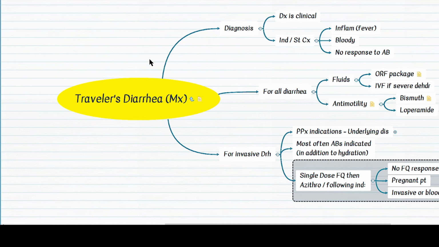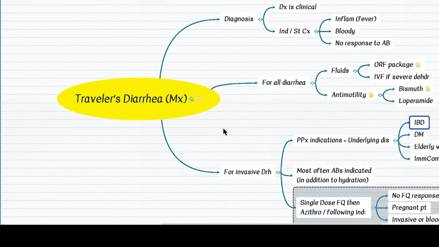Next case is a representative of a tourist organization who is coming to our office asking about which one of the travelers to India will benefit from antibiotic prophylaxis. What are the indications for antibiotic prophylaxis for travelers' diarrhea? Simply remember presence of underlying disease, especially inflammatory bowel disease, diabetes, immunocompromised status, and especially remember elderly patients with underlying heart disease. These are the patients who will benefit from antibiotic prophylaxis.